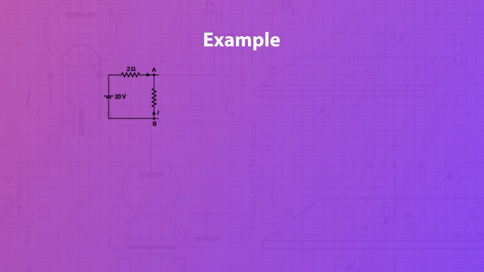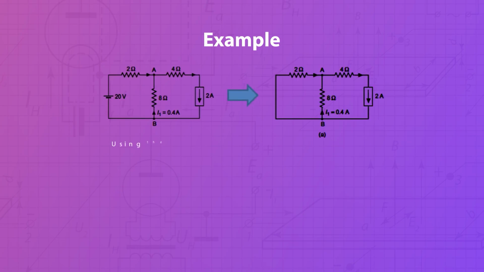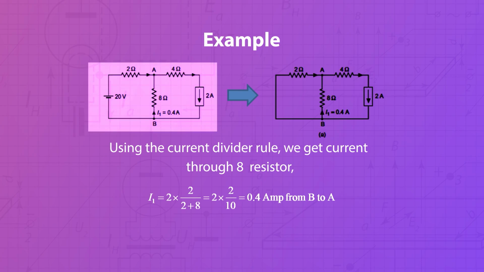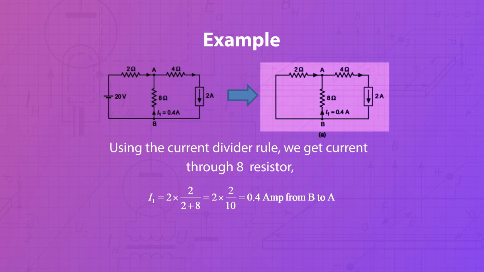Now this superposition theorem can also be explained with the help of one example. So here you can see in the figure there is one circuit which has two energy sources. One energy source is the ideal voltage source which has 20 volt, and another energy source is the ideal current source which has 2 ampere current.